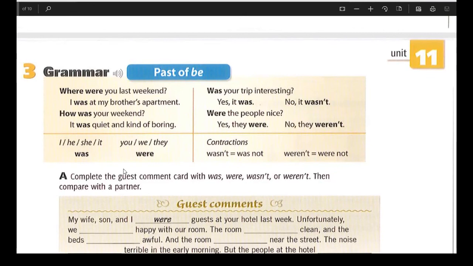Okay, so what I'm trying to practice is like this. For example, I was at my brother's apartment. I wasn't at my brother's apartment. Were you at your brother's apartment last week? Yes, I was. No, I wasn't. Okay. So my trip, you can say my trip was interesting.